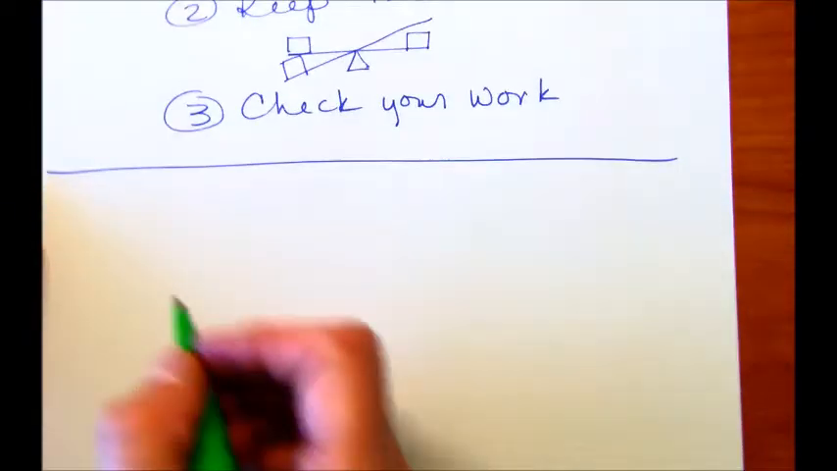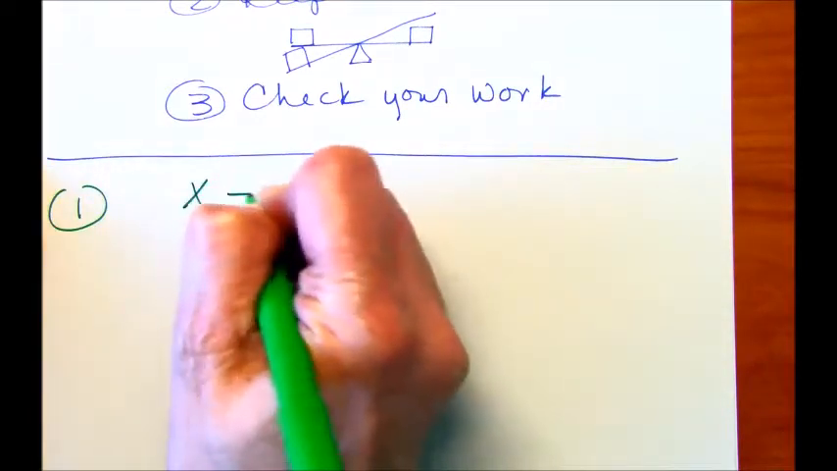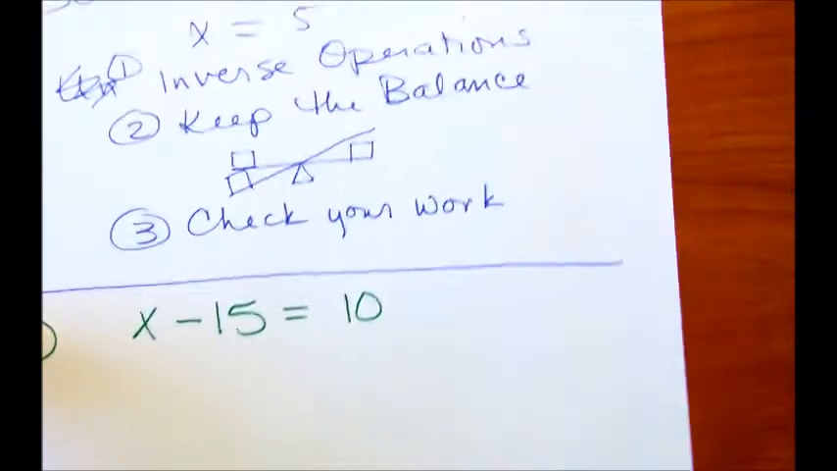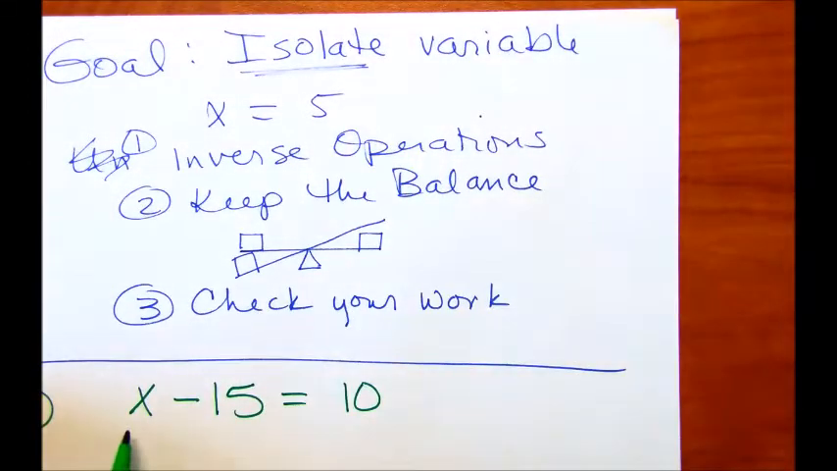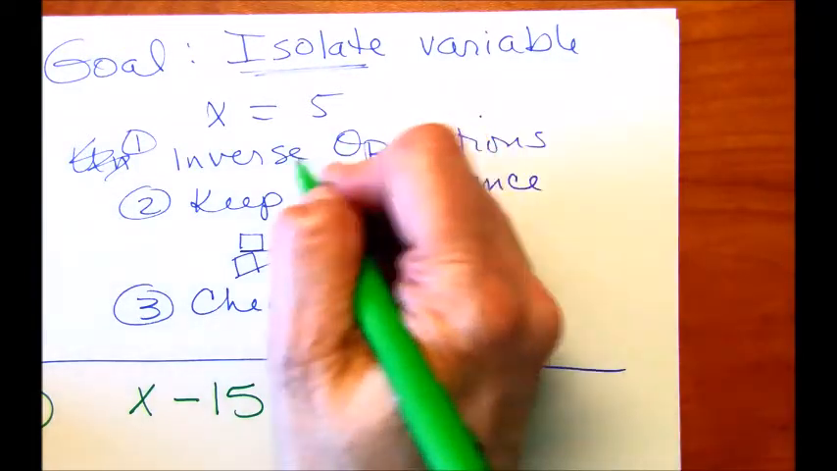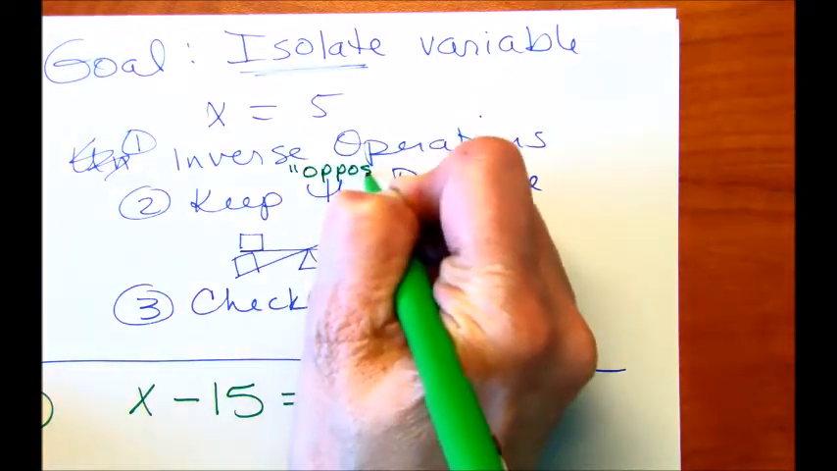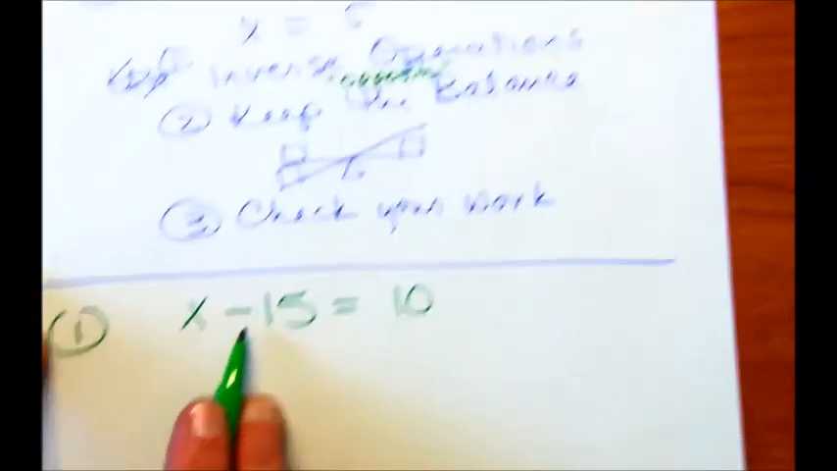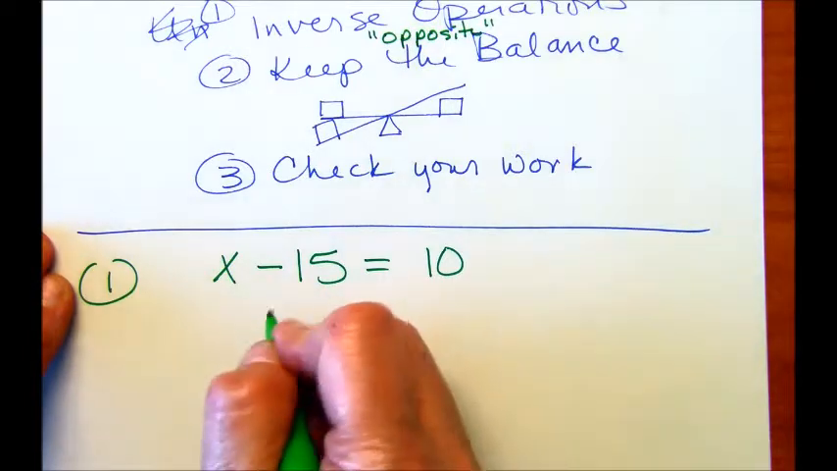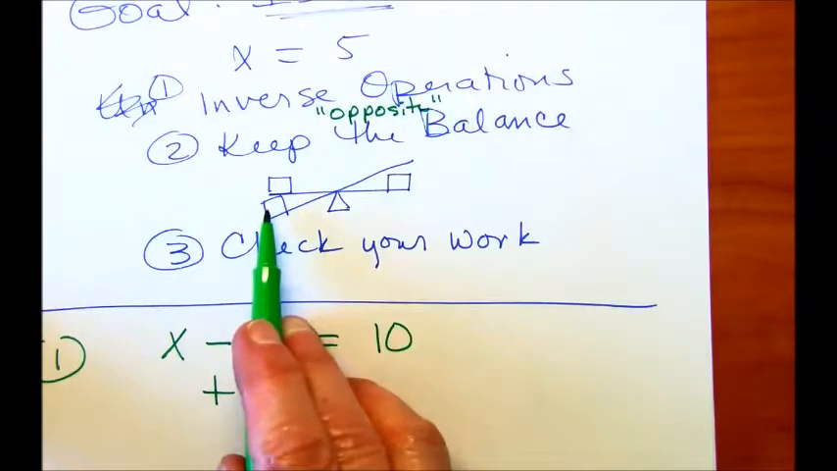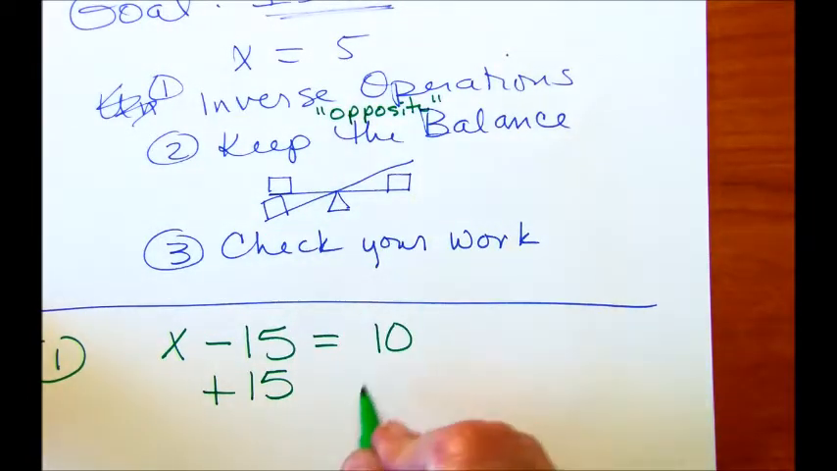Let's begin. Say we start off with x minus 15 equals 10. Now, my goal, of course, is to isolate that x, and I'm going to do that by using inverse operations. Inverse means opposite. So the opposite of subtraction would be addition. So I'm going to add 15, and because I want to keep the balance or do the same operation on both sides, I'm going to add 15 on the other side of the equal sign.